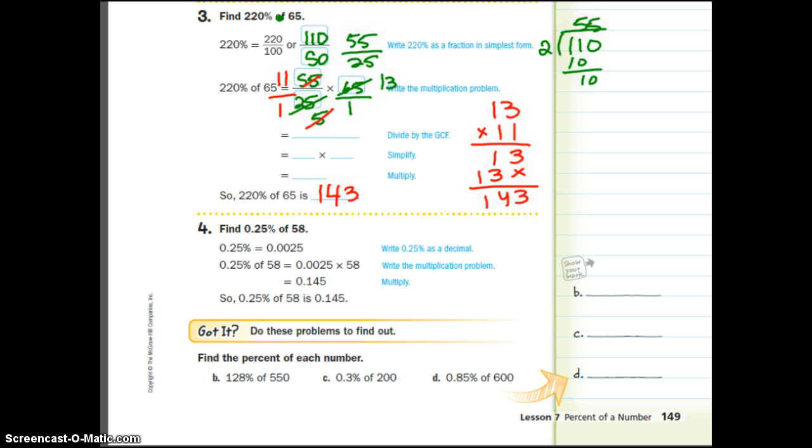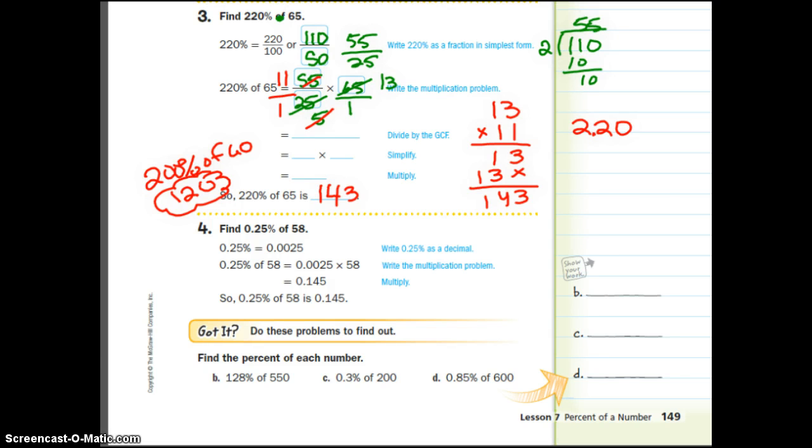But more importantly, let's talk about the fact that we want to estimate. 200% of 60 is, 2 times 6 is 12, and my 0 is 120. And we got 143. So again, that makes sense. Now, that was a lot of work trying to simplify that. I would have done it this way.